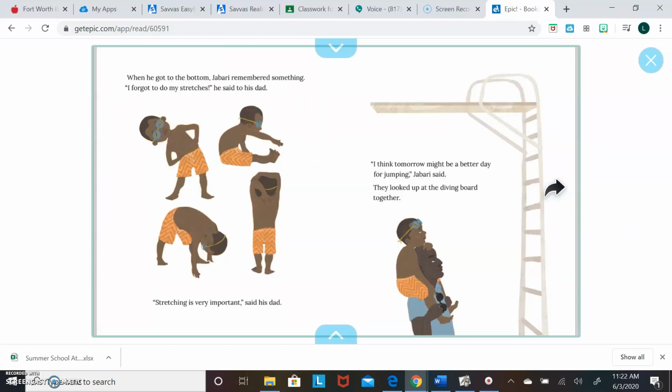When he got to the bottom, Jabari remembered something. "I forgot to do my stretches," he said to his dad. "Stretching is very important," said his dad. "I think tomorrow might be a better day for jumping," Jabari said. They looked up at the diving board together.